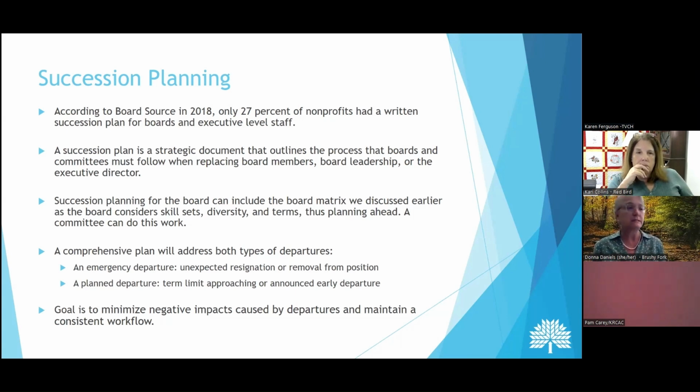Then you've got an emergency departure and you've got to be able to deal with that. And then you can also have a planned departure where a term limit is approaching or somebody has announced early on, if it's an executive level staff member, that they're going to be leaving the organization. And so the goal of any of this succession planning is to really minimize those negative impacts caused by departures and maintain a consistent workflow for the organization and keep it functioning, even if the full contingent of the staffing and board structure is not there.